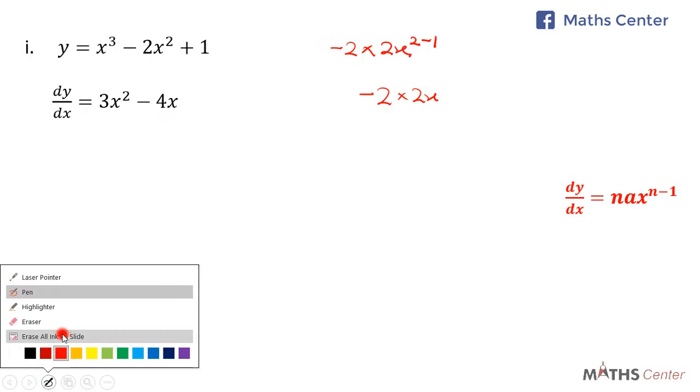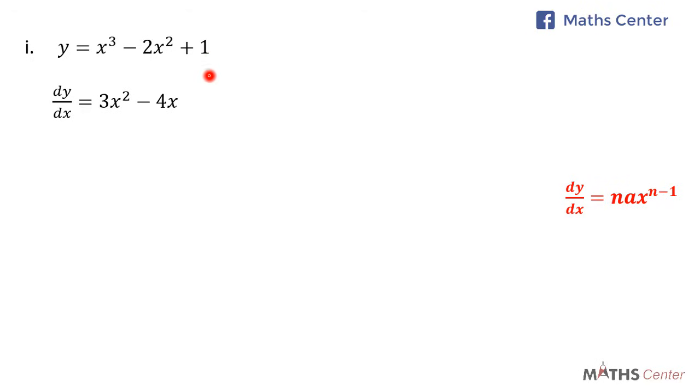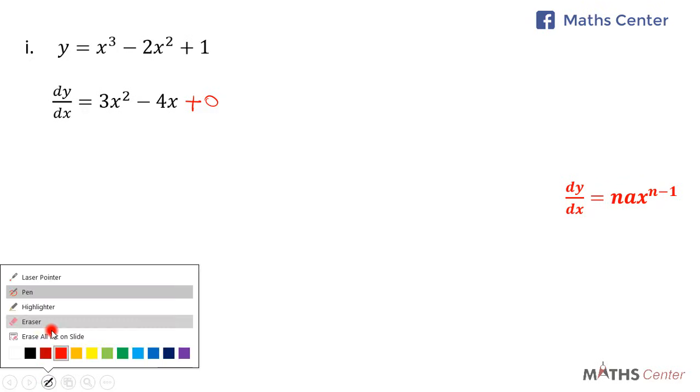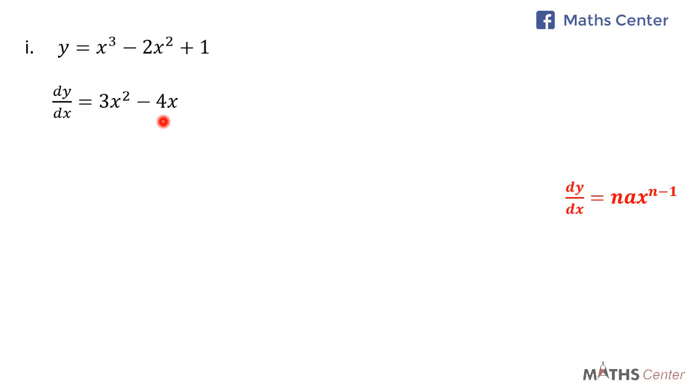And then the third term. The third term is a constant, which is 1. Remember that I said that when you differentiate a constant, you have 0. So here, when you differentiate 1 with respect to x, you are going to have 0, so plus 0. And 3x squared minus 4x plus 0 will give us 3x squared minus 4x. So when you differentiate the function y is equal to x cubed minus 2x squared plus 1, you have 3x squared minus 4x. Let's consider the next example.